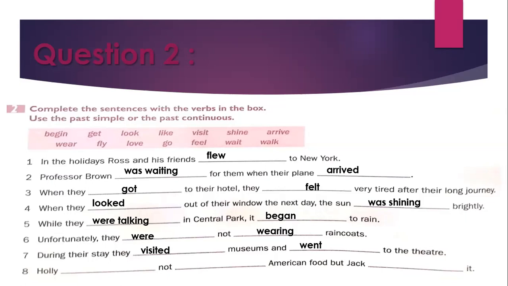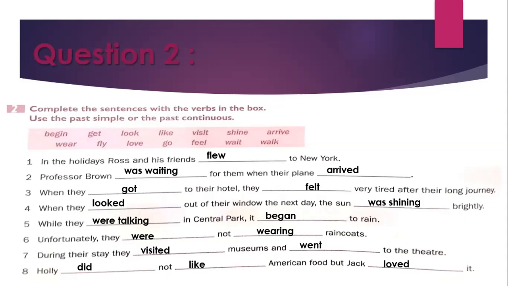Holly didn't like American food, but Jack loved it. My question to you: why didn't we use "Holly wasn't liking"? Excellent, because like is a stative verb, so it isn't used in the continuous form. Why didn't we say "Jack is loving"? Excellent, because love is a stative verb, so we use love and like in the simple form, not in the continuous form.